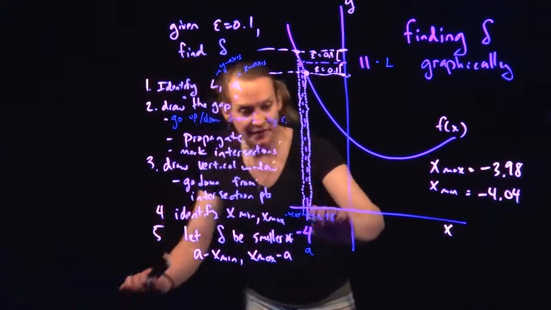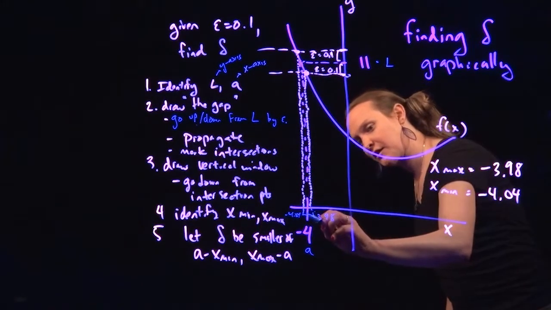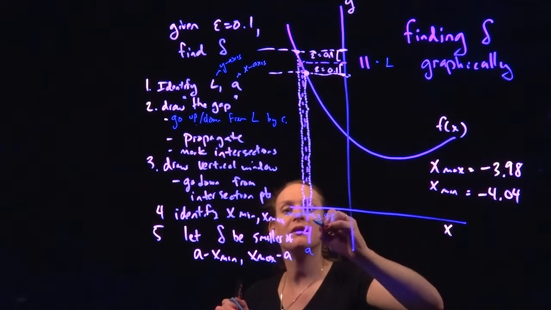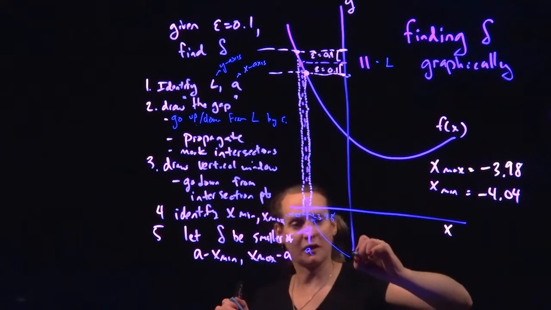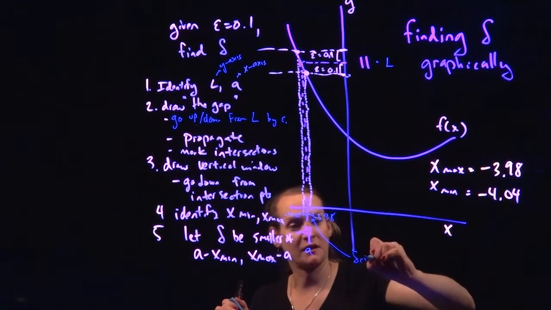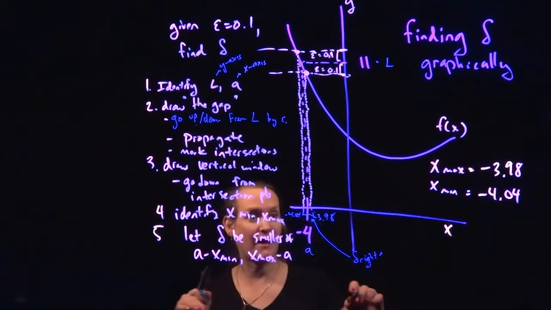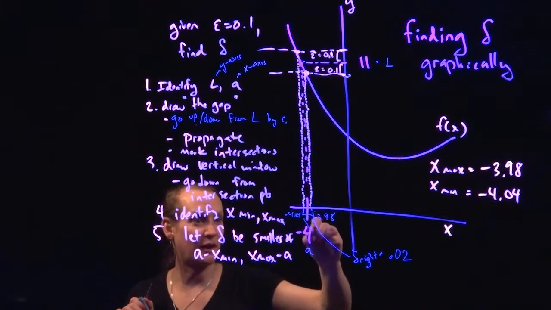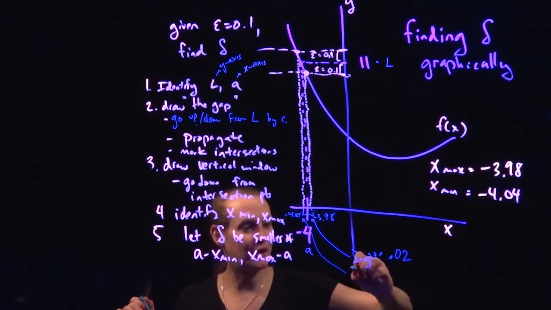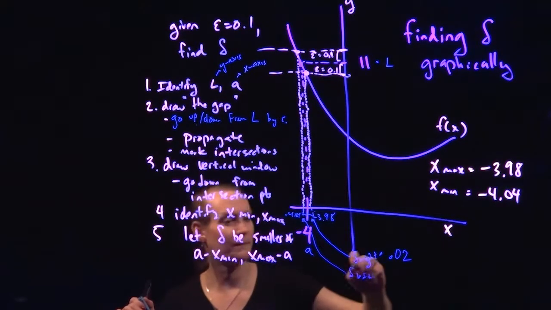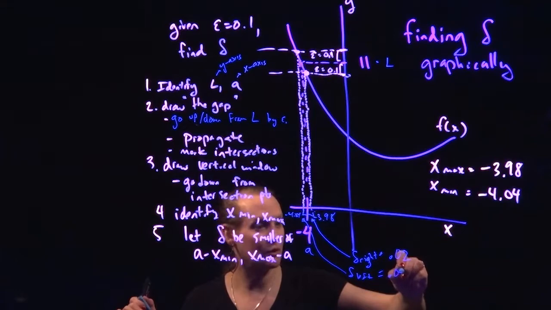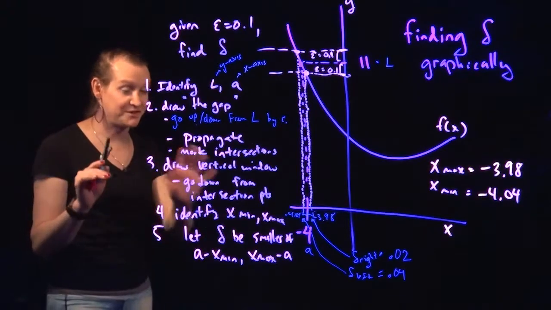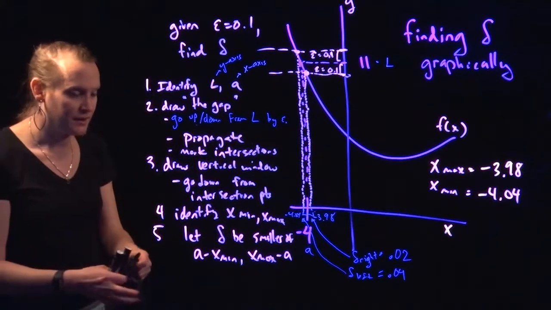So this distance right here is the difference between minus 3.98 and minus 4. This distance right here is going to be delta right, and that's equal to 0.02. This distance right here is delta left, which is equal to 0.04. Those are always going to be positive values. You're never going to get a negative because they're distances. Distances are always positive, never negative distances.